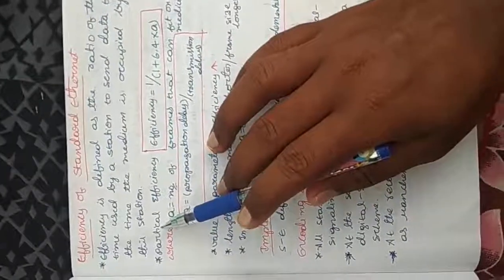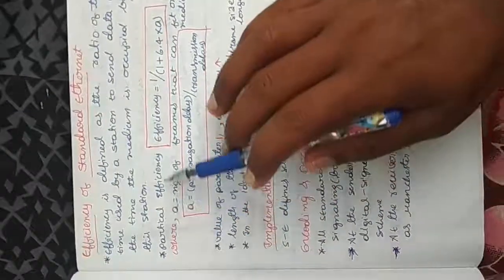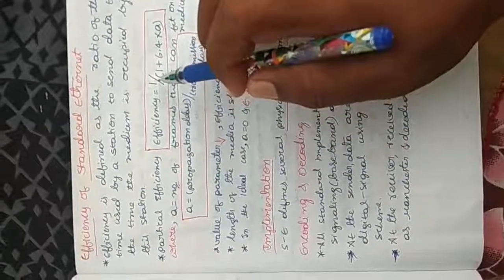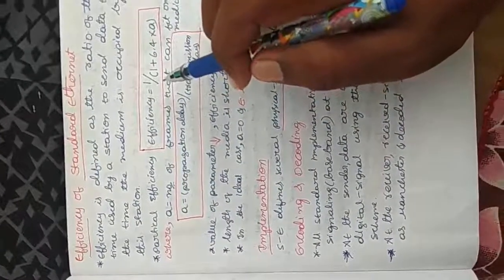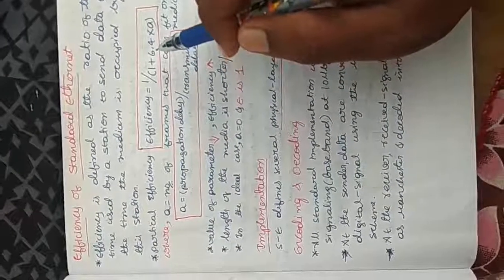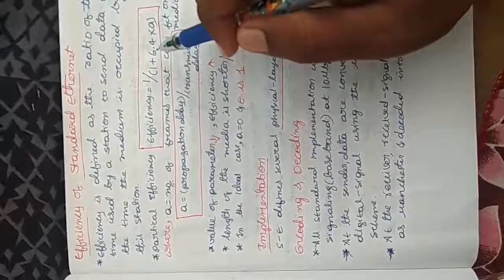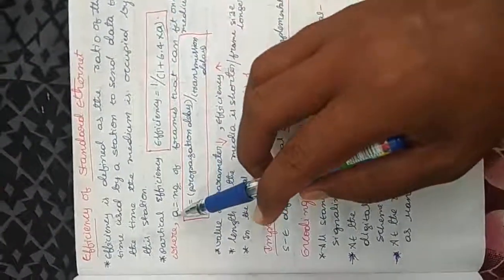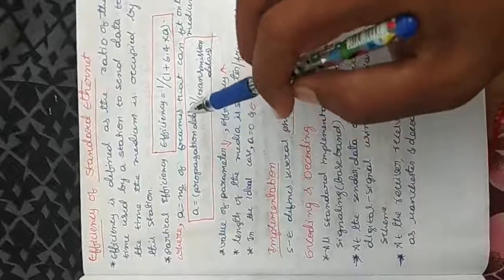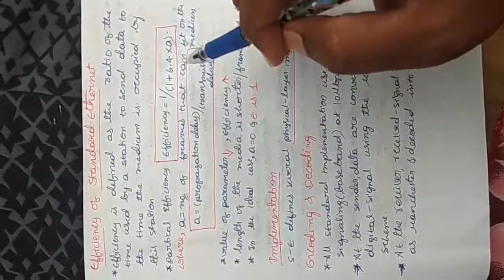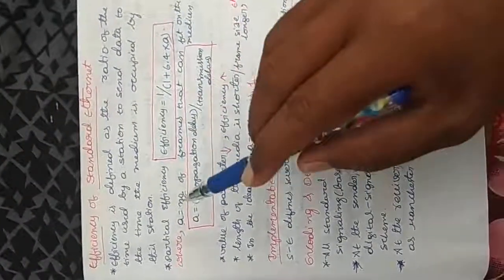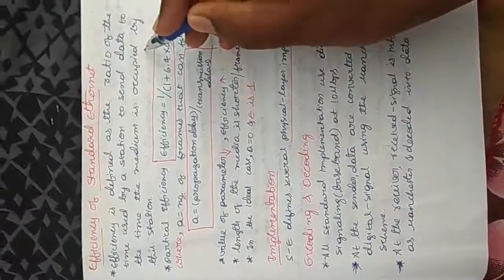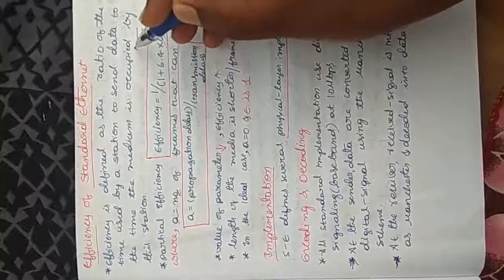Next, the efficiency is given by efficiency equals 1 divided by 1 plus 6.4 × a. What is this a? a is the number of frames that can fit on the media. This is the media.